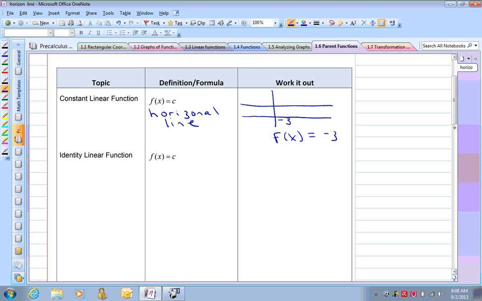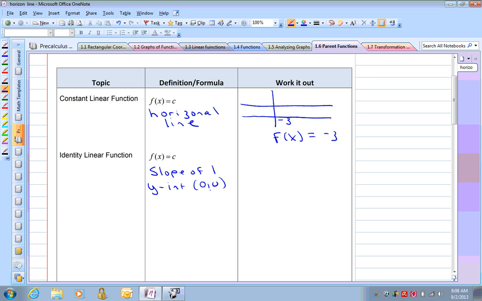The next thing is the identity linear function. You might want to think of that as sort of the parent graph of a line. It is a line that has a slope of 1. And it has a y-intercept of 0, which puts the point at 0, 0, which would also be an x-intercept.